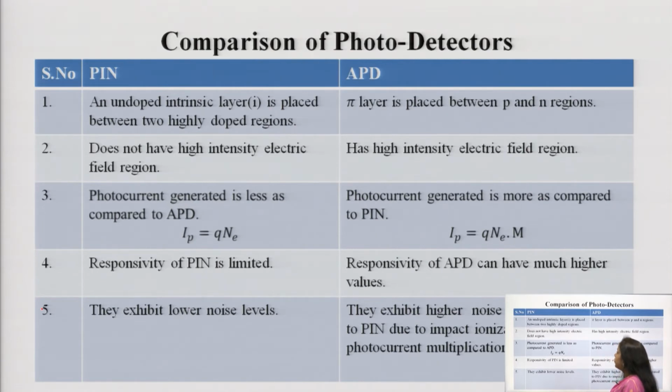First difference: an undoped intrinsic layer is placed between two highly doped regions in the case of a PIN. But in the APD, we have not only the I region, but also a P, I, P plus type of structure, that is, a pi layer placed between the P and N regions. The PIN does not have a high intensity electric field, but in the APD, due to the insertion of an additional P layer before the I region, we get a more precise electric field. The photocurrent generated is less in the PIN as compared to the APD.